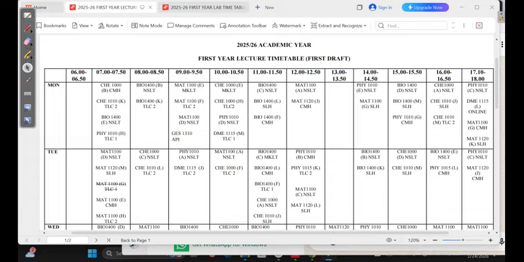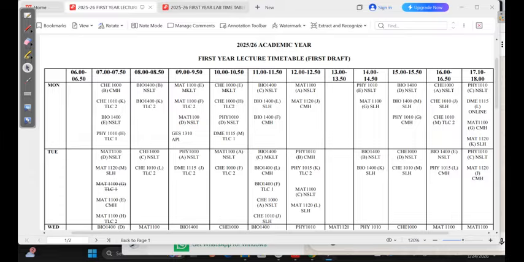So this is the timetable for the 2025-2026 academic year, and the classes are starting on Monday, that is on the 26th of January 2026. So the classes are starting, and here is the timetable.